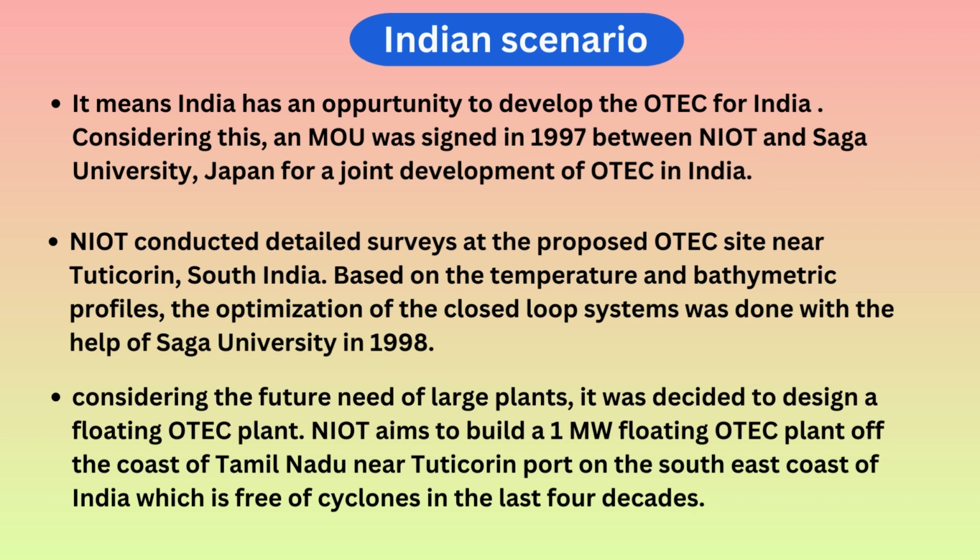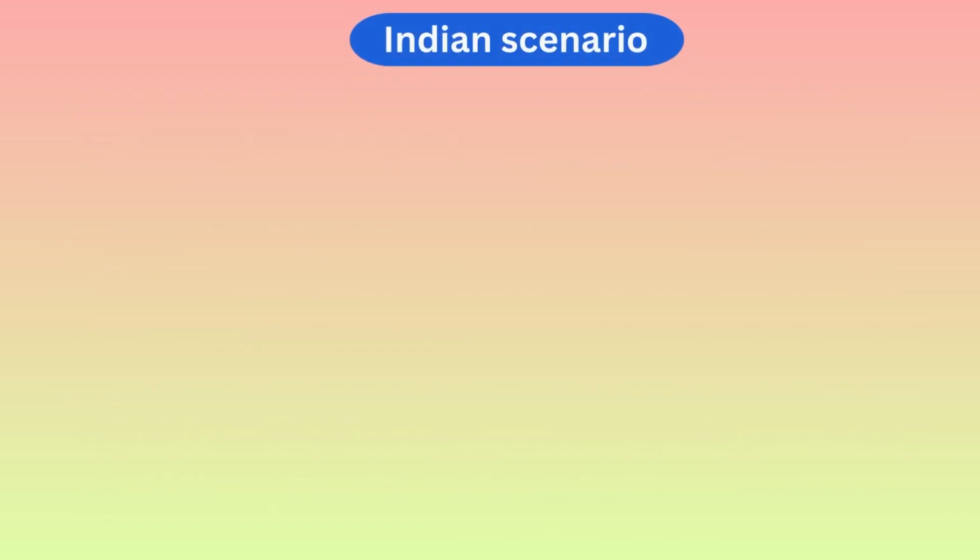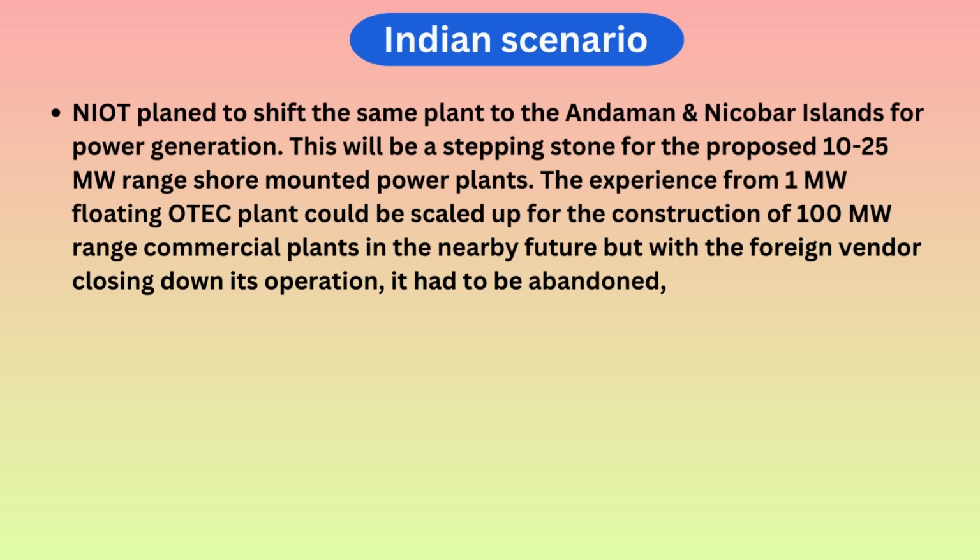NIOT aims to build a 1 megawatt floating ocean thermal energy conversion plant off the coast of Tamil Nadu near Tuticorin port on the southeast coast of India, which has been free of cyclones in the last 4 decades. Then NIOT planned to shift the same plant to the Andaman and Nicobar Islands for power generation, and this will be a stepping stone for the proposed 10 to 25 megawatt range shore-mounted power plants.